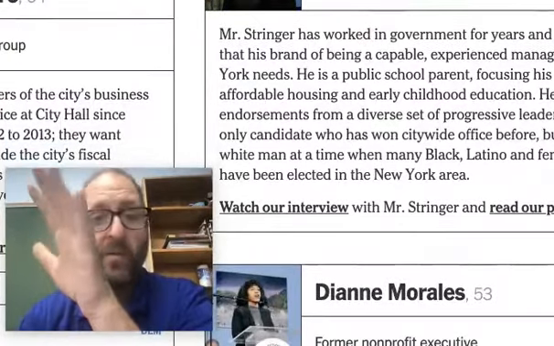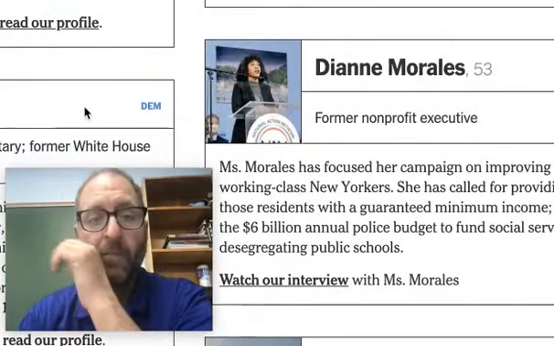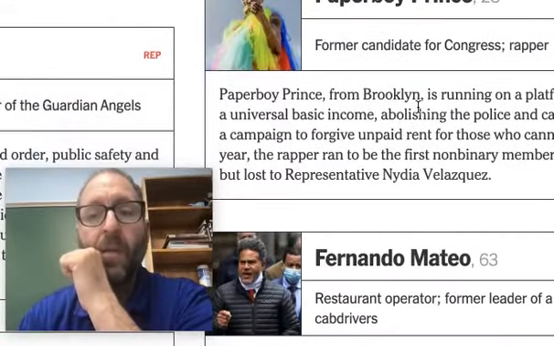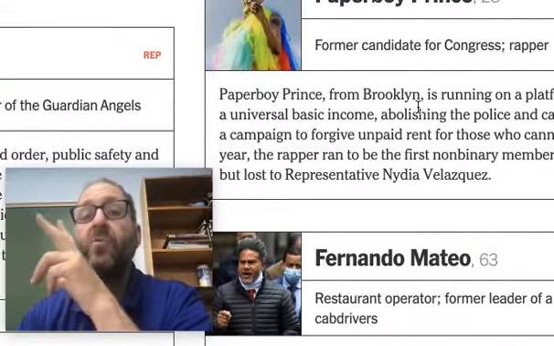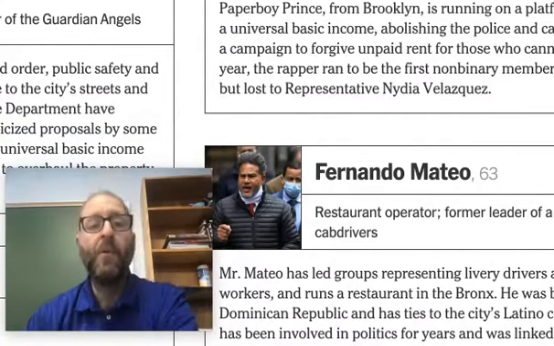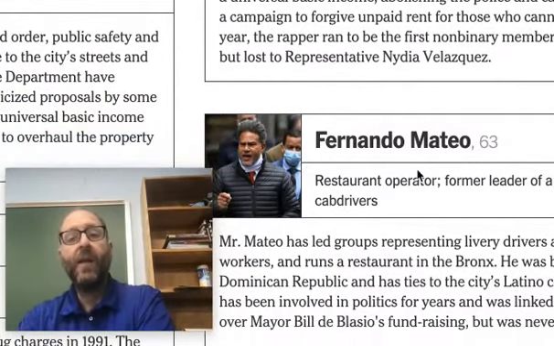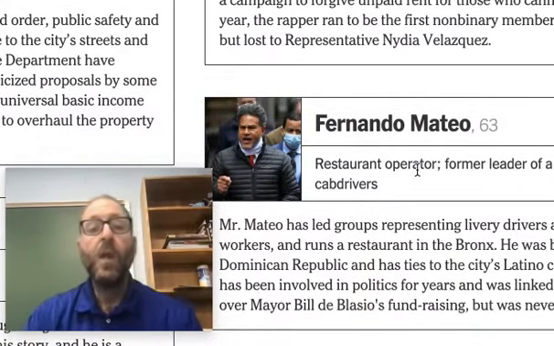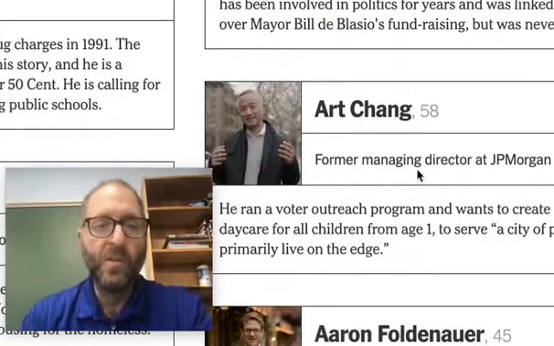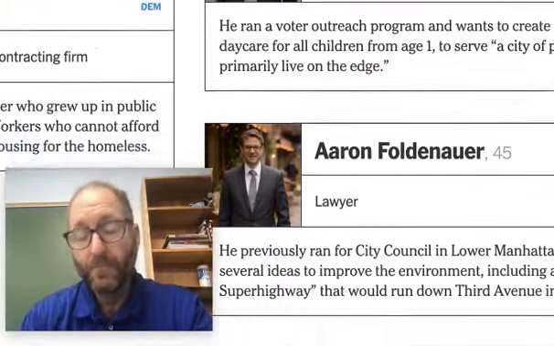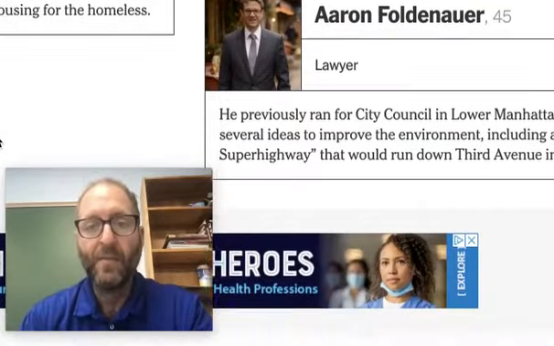There are many others: Ray McGuire, Sean Donovan. Maybe Sean Donovan should be there also. Diane Morales. And then you really only have two Republicans. You have Curtis Sliwa, who's a member of the Guardian Angels, and then you have Fernando Mateo, who's a small business leader. But these are the much lesser known candidates. I do like to include everyone because, I think democracy, everybody has a right.